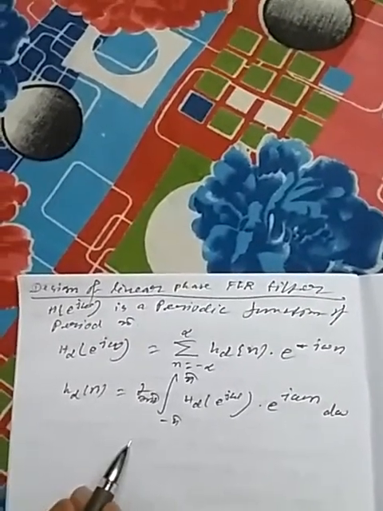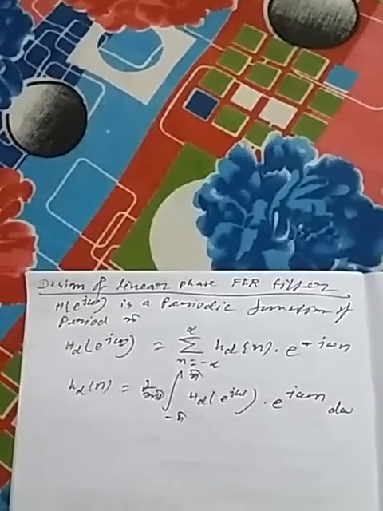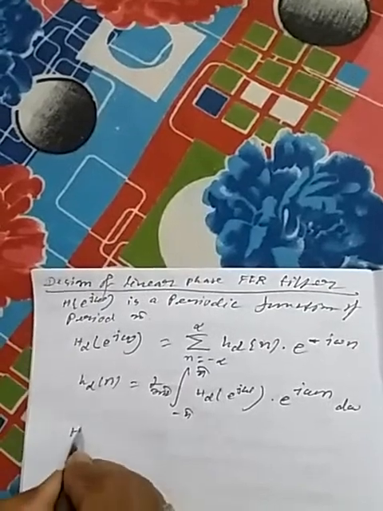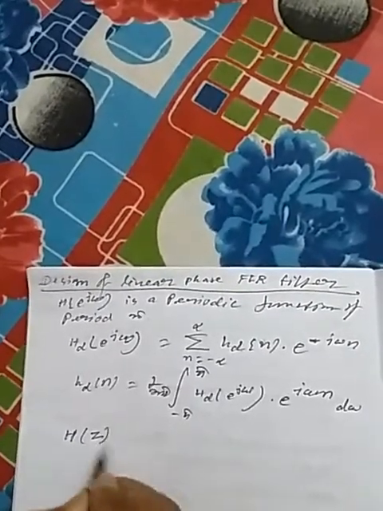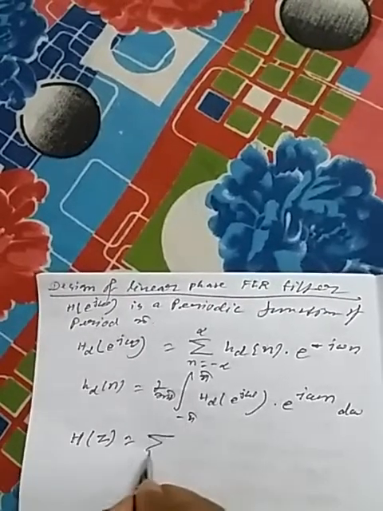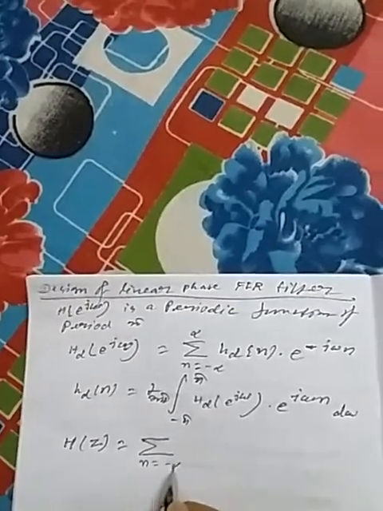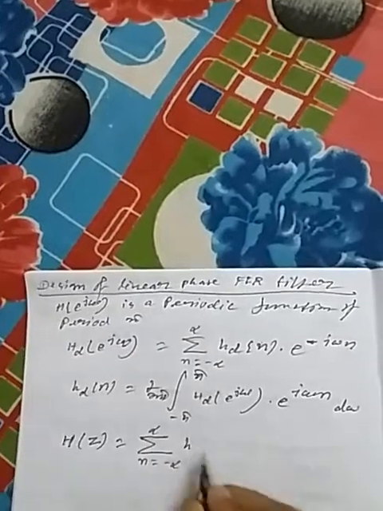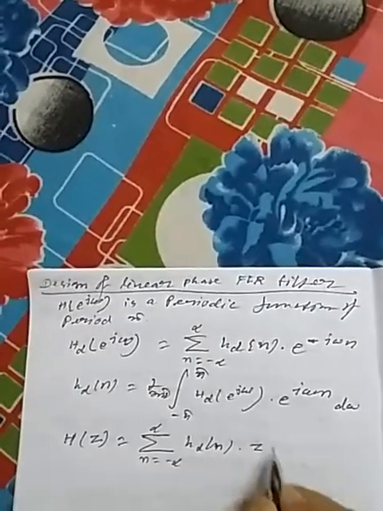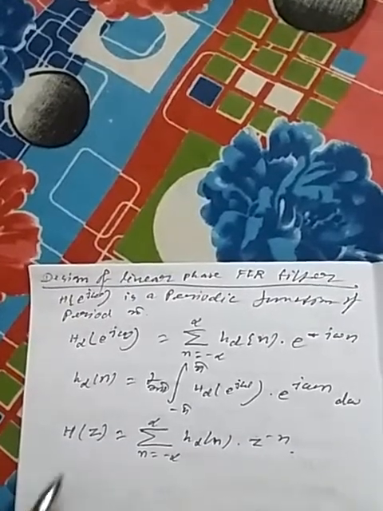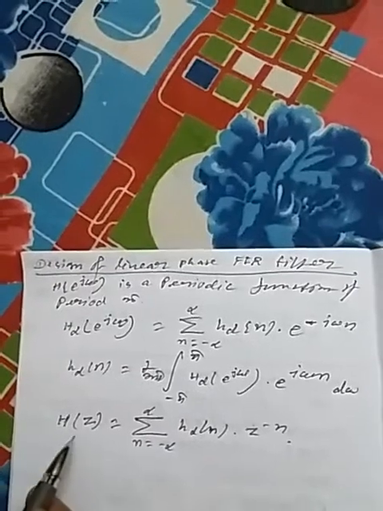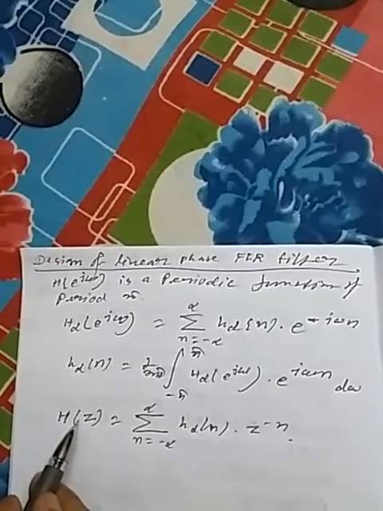Now this impulse response is basically infinite impulse response. Now what is the Z transform of this impulse response? That is H(z), that will be equal to summation of n equal to minus infinity to infinity H_D(n) into z to the power minus n. Now this is the transfer function of the digital filter that we obtain.